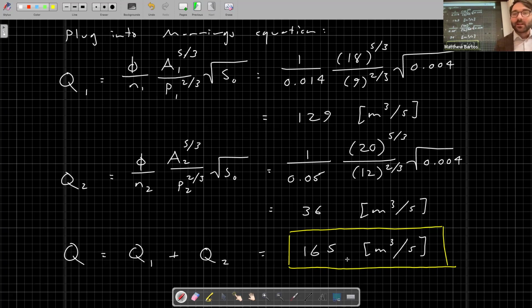It's equivalent because R is just A over P. So there may be situations where you have R pre-computed for some reason, and then it might be more efficient to use R. Good question. All right, any other questions on this example or uniform flow in general? We're going to be moving on from uniform flow after this, so any conceptual questions about uniform flow are welcome.